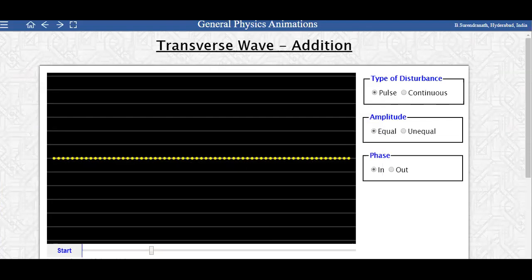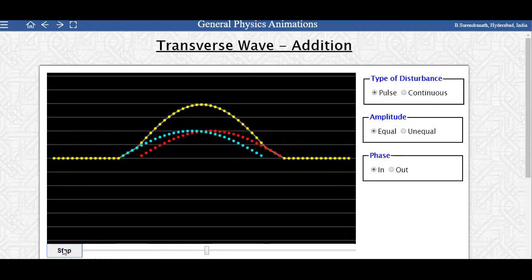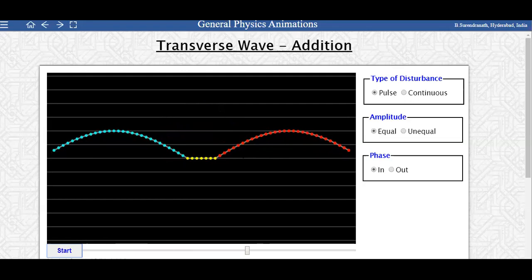So back to Surendranath's website from a previous video. This is just going to show some quick little animations of what should happen. So here you've got two crests propagating towards each other. The red one's going to the right, the blue one's going to the left. And essentially what would happen is the two crests would just travel through each other. The red is still going to the right, the blue is still going to the left.